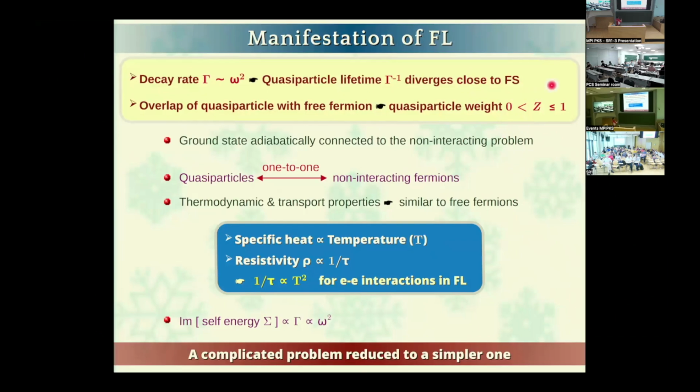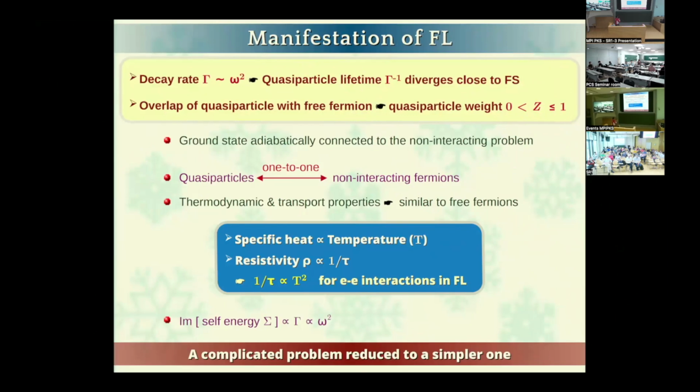Physically, it tells us how much overlap there is of the quasi-particle with a free fermion or a free electron. And you can talk about this overlap because it's an assumption of Landau's Fermi liquid theory that the ground state of the interacting system is adiabatically connected to that of a non-interacting problem. Also, these quasi-particles are in one-to-one correspondence with the non-interacting fermionic system.